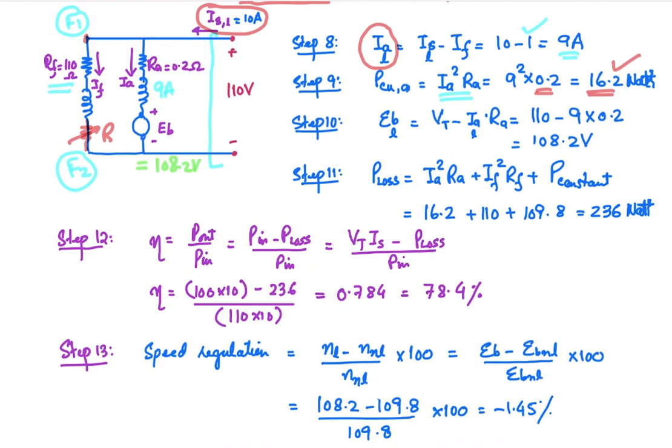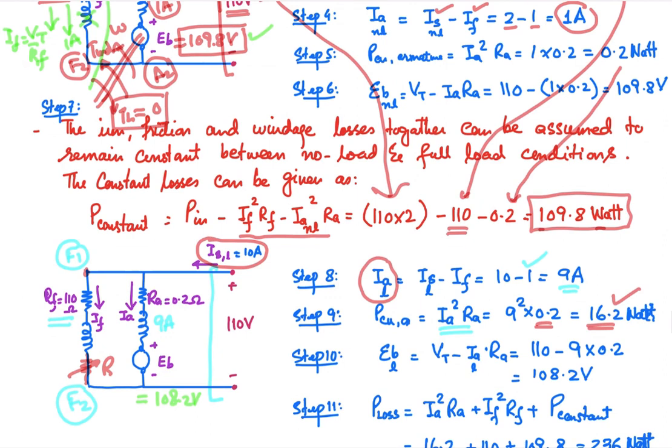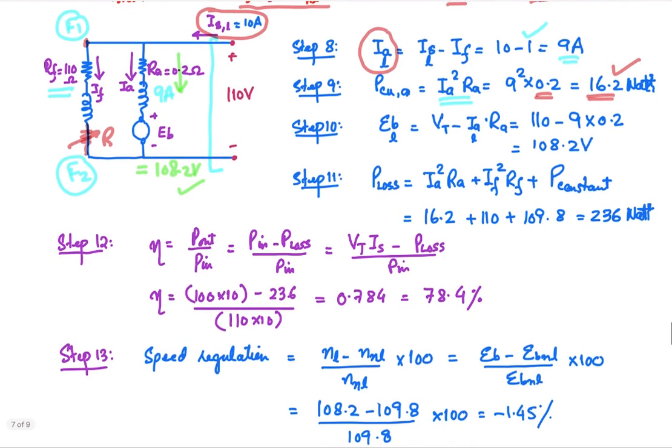So the new back EMF is 108.2 volts, so that you can compare it with the previous one. Over there it was 109.8 volt, and over here it is 108.2 volt. A small change in back EMF has brought a large change in the armature current, from 1 to 9 ampere. Okay, now let's calculate the total losses which are going to take place.